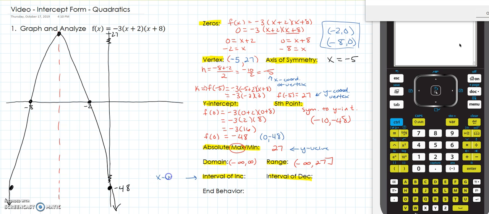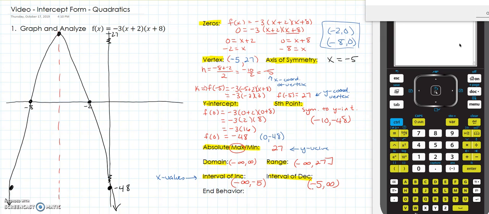The intervals of increase and decrease, those are x values. So we want to walk along our graph from left to right. When I'm walking along left to right, I'm increasing. I'm increasing from the farthest x I can go, which is -infinity, until x is -5. When I get to x being -5, my axis of symmetry point, the graph goes from increasing to decreasing. So now I'm decreasing from -5 to infinity.